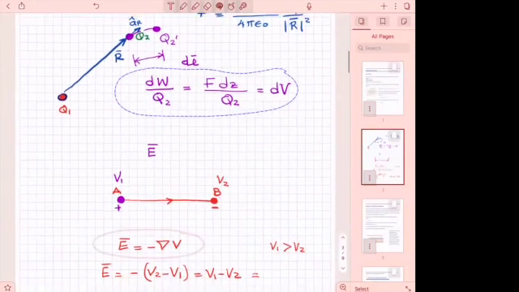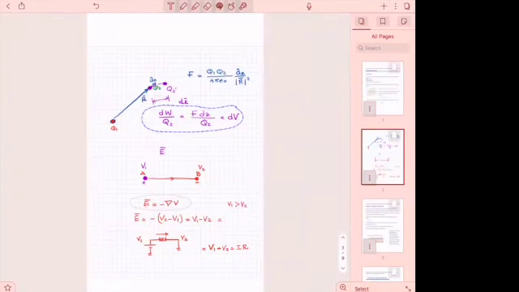Okay, so what is the relationship between potential and electric field? What kind of a relationship is it? It's a differential relationship. It involves a derivative. So the electric field practically is a derivative of the voltage. You need to remember that.